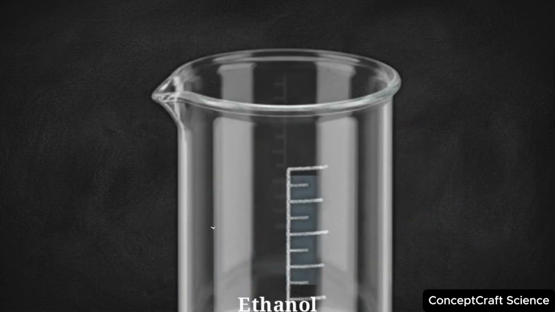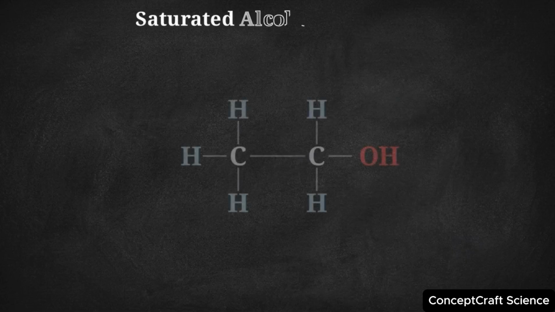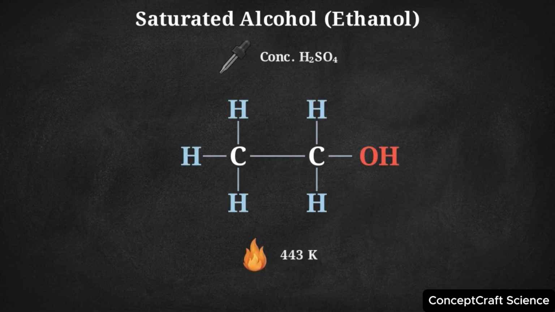If you drop an active metal like sodium into ethanol, it reacts immediately. The sodium displaces the hydrogen in the alcohol, and you can physically see effervescence as hydrogen gas rapidly bubbles to the surface. Watch what happens when we heat ethanol to 443 Kelvin and add concentrated sulfuric acid.